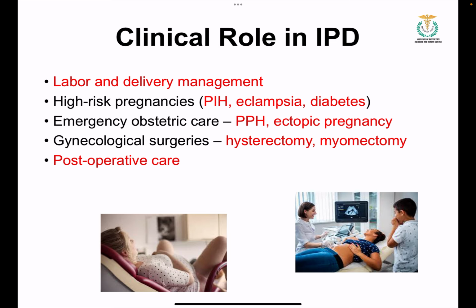Next is gynecological surgery, for example hysterectomy, myomectomy, and ovarian cystectomy. These conditions can be managed on an IPD basis only. These are the gynecological surgeries you should be aware of at the IPD level. Last one is post-operative care. After the operative session, you have post-operative care, like pain management, infection prevention, and monitoring for any complications. So in the IPD, we will be doing the life saving and surgical procedures.